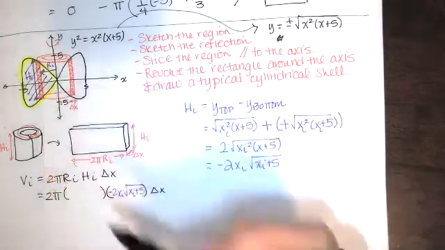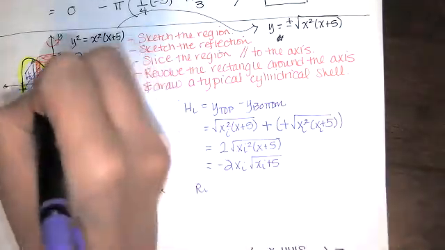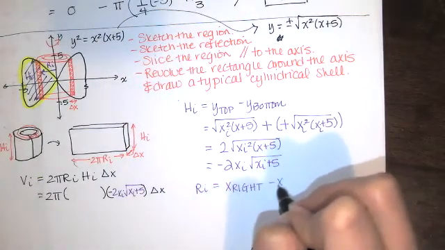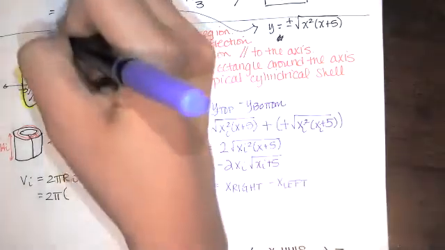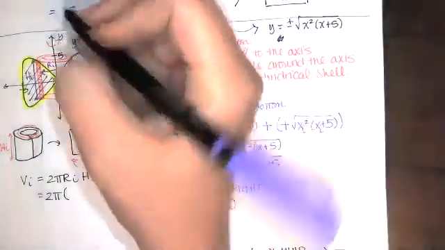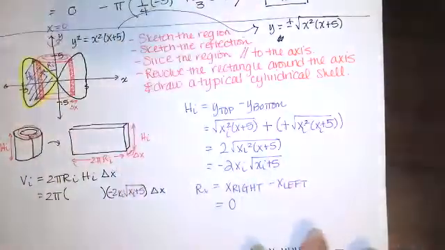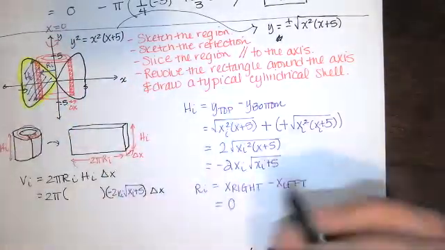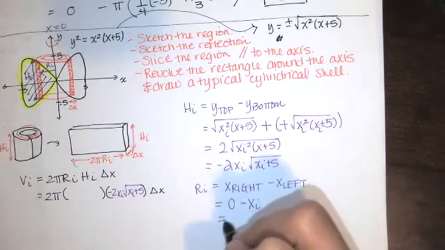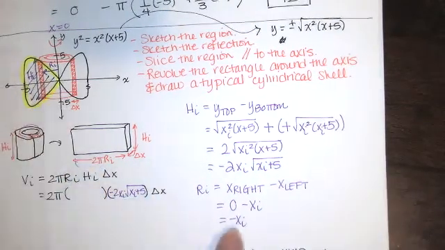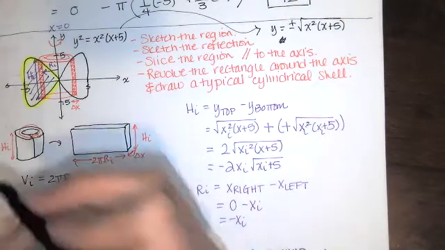Okay, and then for the radius, it's a horizontal distance. So it's x on the right minus x on the left. And x on the right is 0 because x is equal to 0 when we're on the y-axis, right? This is x equals 0. And then x on the left is just x. And again, we've got a radius which is negative x. And you might be thinking, well, that's a negative number, but it's not because x is negative. So this is a negative times a negative, which makes that radius positive.